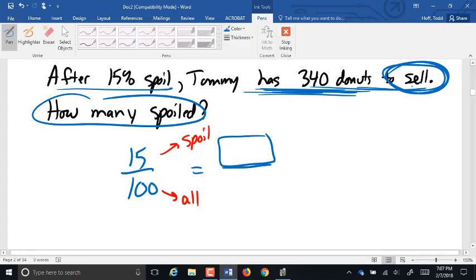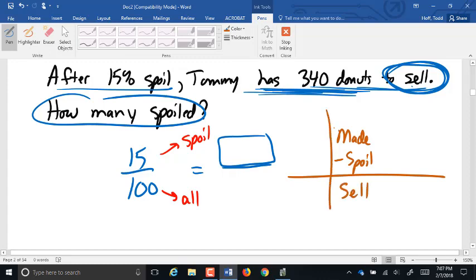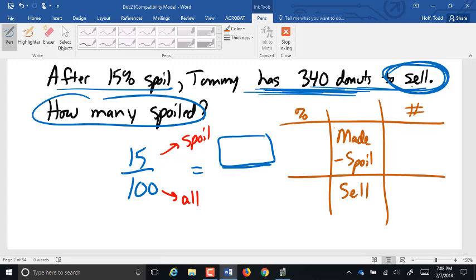In a problem like this, there is a third percent that's not shown, but it's always there. We have all the donuts that have been made. From those, we're going to subtract the ones that spoil. And that's going to give us the ones that are available to sell. And like we mentioned earlier, in a percent problem, every item is described by two numbers. They're described by a percent, and then by another number, in this case, the number of donuts.